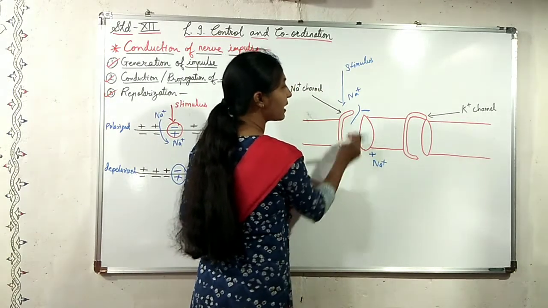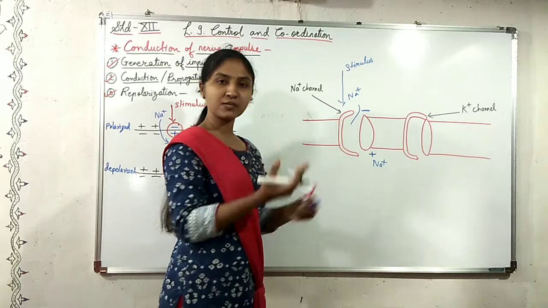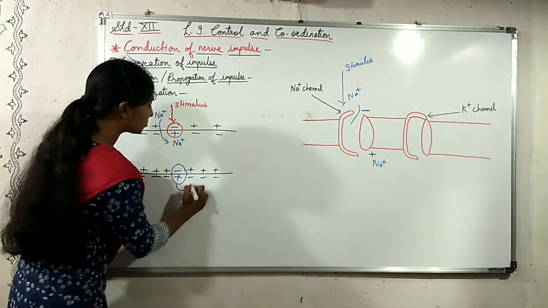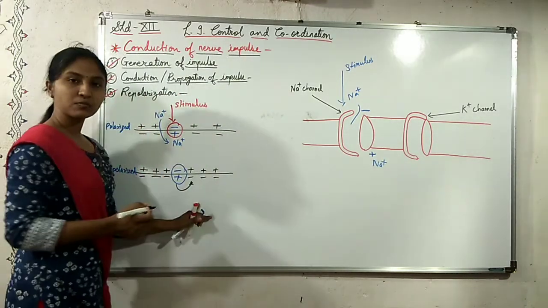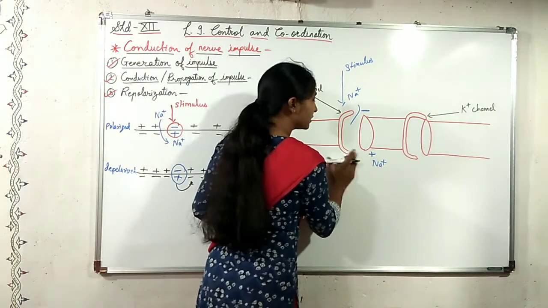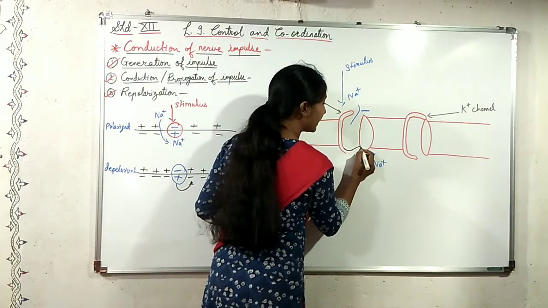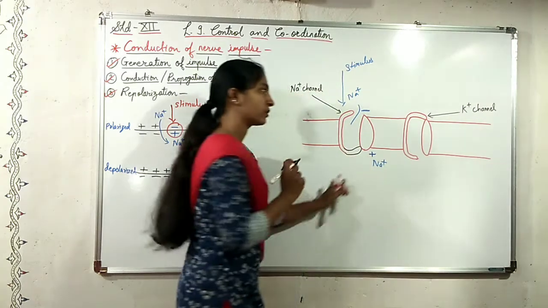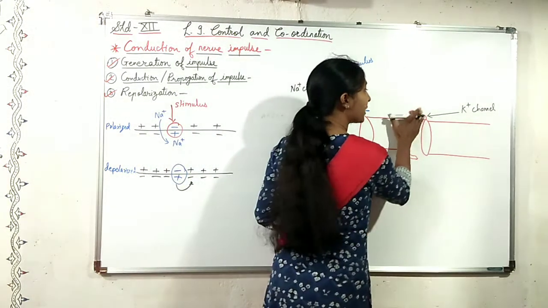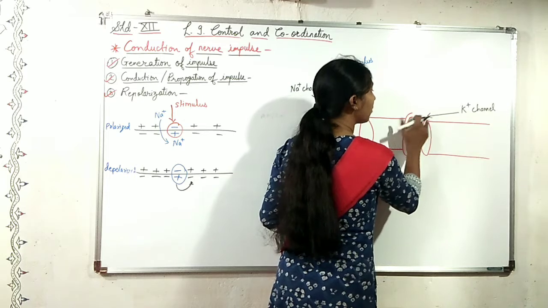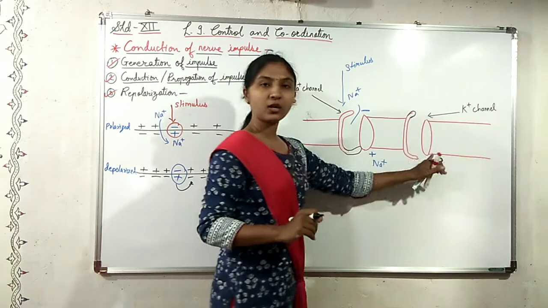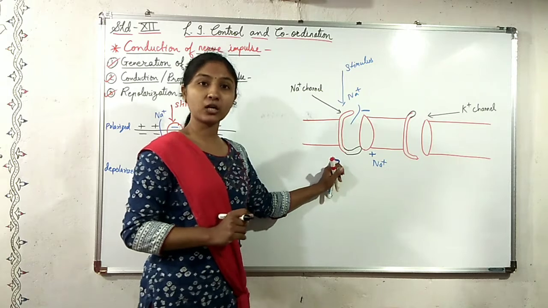As these sodium ions enter inside, the impulse has been generated. When the impulse moves from one point to another point, what happens? Here, the sodium channel gates close down, whereas the potassium channel gates open.